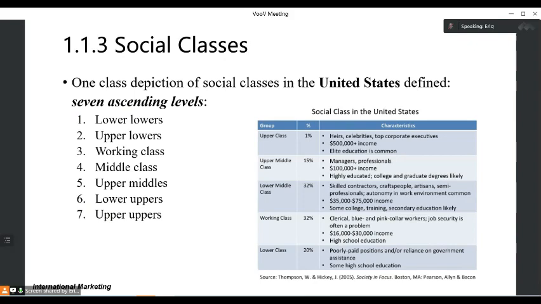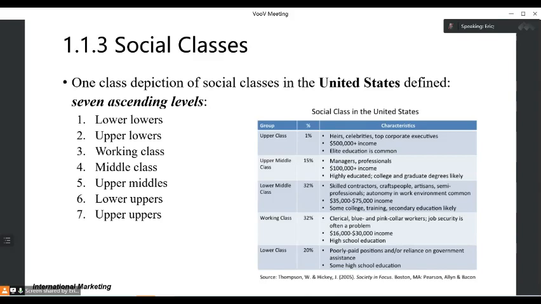Next is about culture and social classes. Most countries have social classes. There are social classes in different countries.